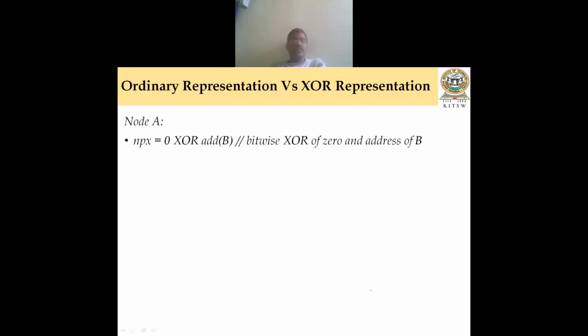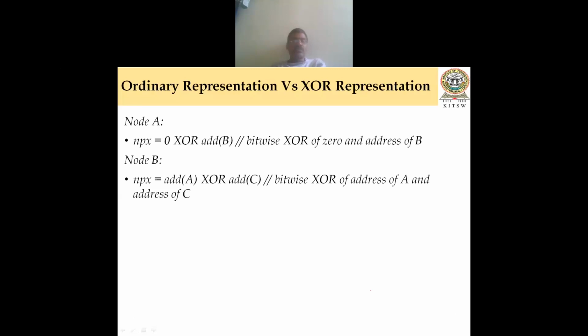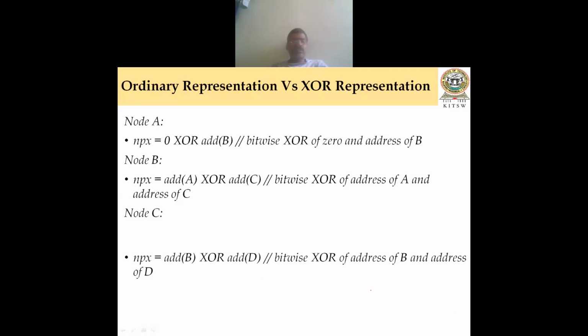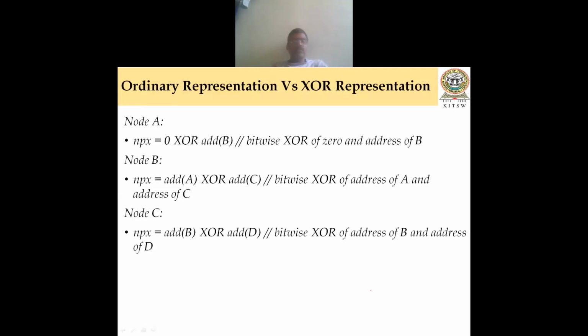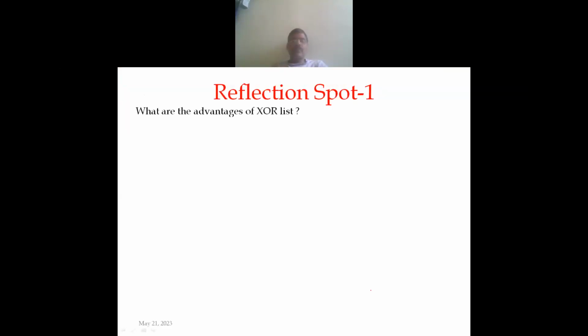At node A, NPX is equal to 0 exclusive OR address of B, the bitwise XOR of 0 and the address of B. At node B, NPX is equal to the address of A exclusive OR the address of C. At node C, NPX is computed as the address of B exclusive OR the address of D. At the last node, NPX is the address of C exclusive OR 0.